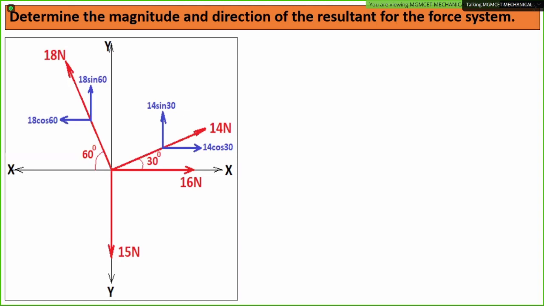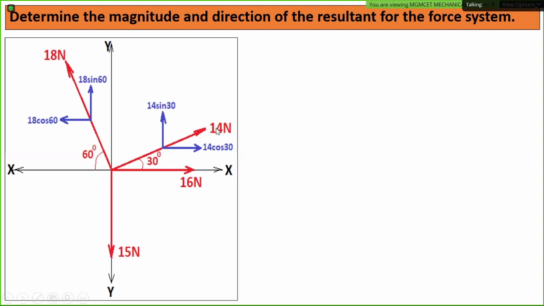So total 4 forces are there. Out of that, the 16 Newton force is the horizontal force, that is along the x-axis, and the 15 Newton force is along the y-axis. So the very first thing, resolve the forces. Whichever inclined forces are there, 14 Newton and 18 Newton, I have resolved into their two components. The way of resolving I have shown here.